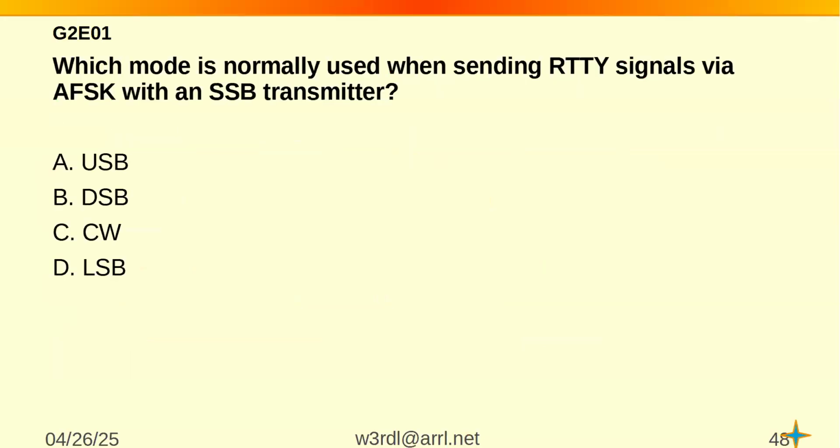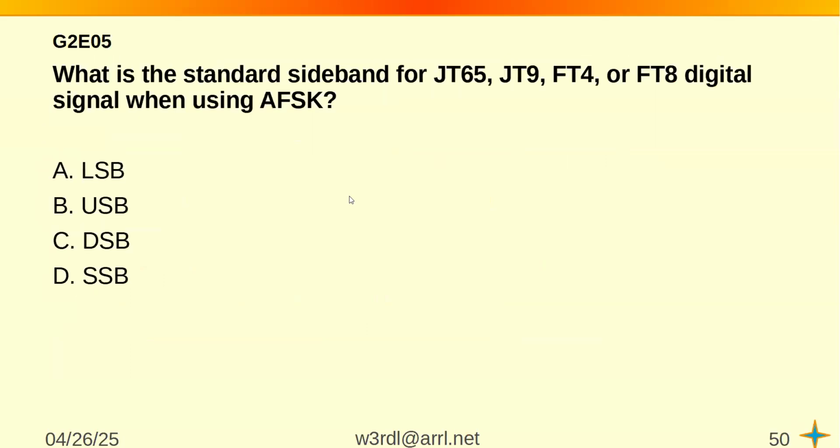So which mode is normally used when sending RTTY signals via AFSK with an SSB transmitter? What's the standard sideband for JT65, JT9, JT4, FT8?